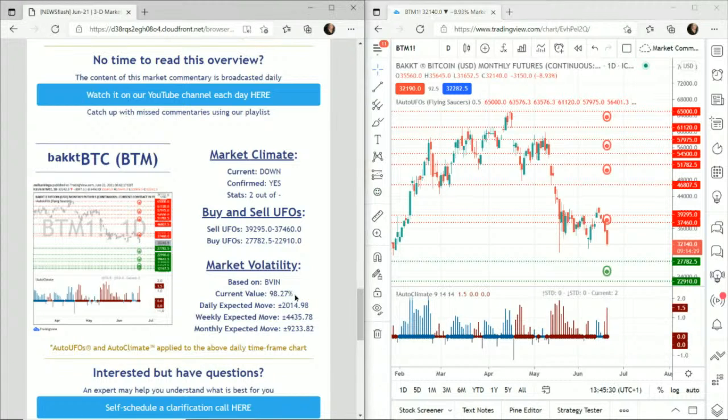In terms of volatility, in 1 year, we'd expect Bitcoin to move up or down of 98.27%, which means in a day, up or down of 2,014.98, in a week, up or down of 4,435.78, and in a month, up or down of 9,233.82. So it moves a bit more than the others. Not good or bad, just bear it in mind. Volatility can be good or bad, depending on if you're on the right or wrong side of it.